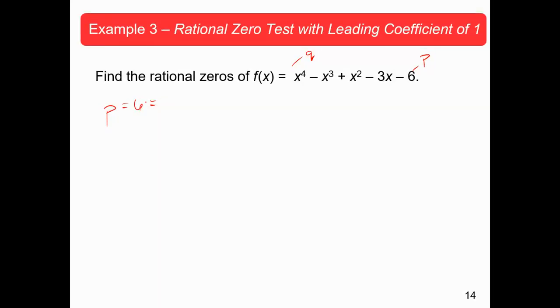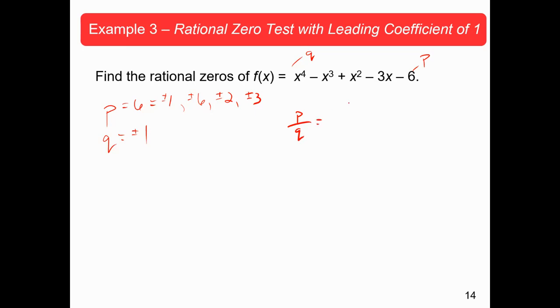So with this, I'll have 1 and 6, so I can have a plus or minus 1, a plus or minus 6. I also have factors of 2 and 3. For the Q, this one's super easy because I have only one number. It is a 1. So all of my possible zeros are going to be combinations of P over Q.